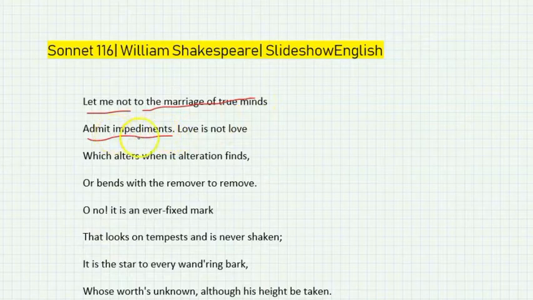Impediments mean here disturbance. Okay, and here marriage, marriage of true minds, here marriage is the metaphor for love. So Shakespeare is saying that I actually cannot withstand any reason if two true lovers cannot be with each other.